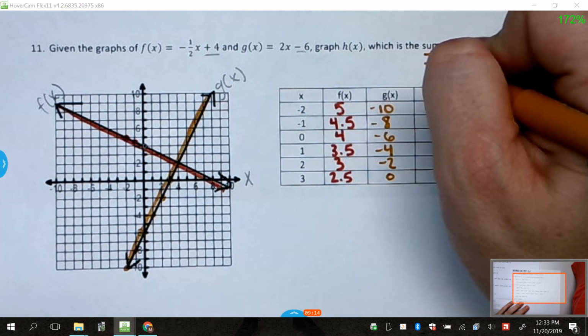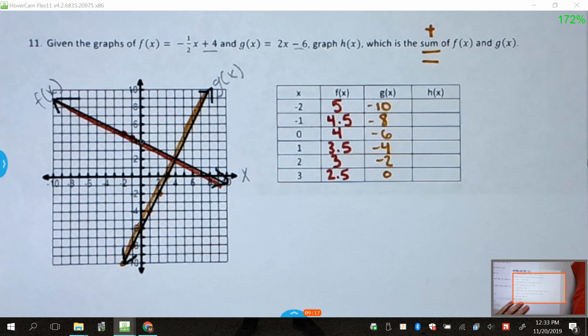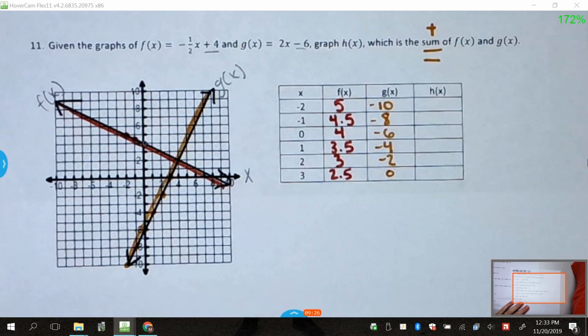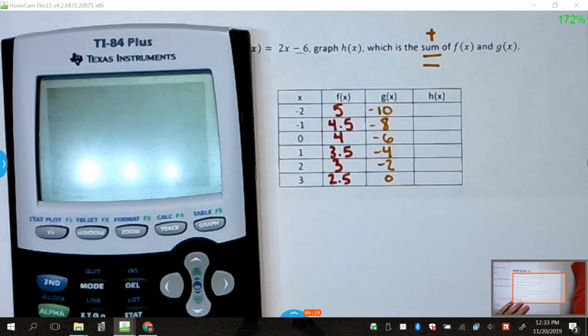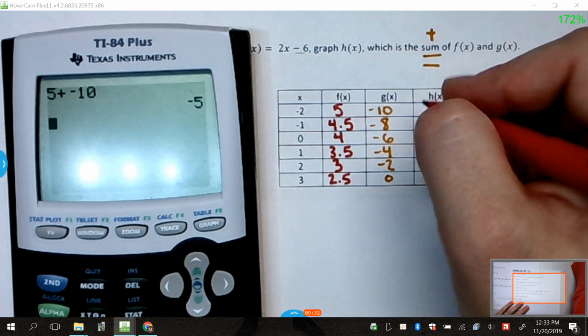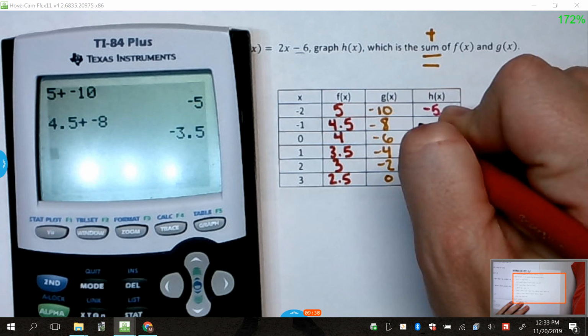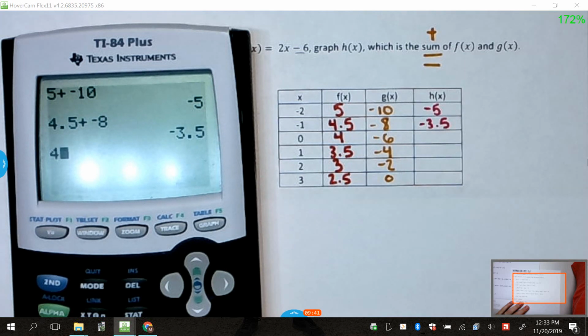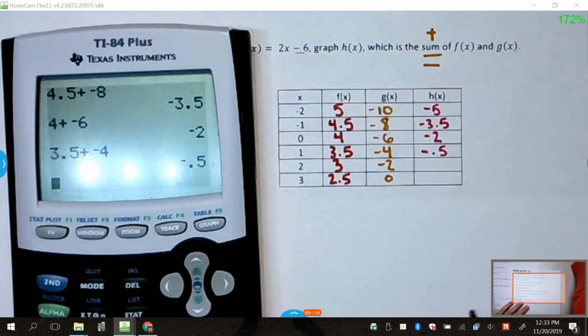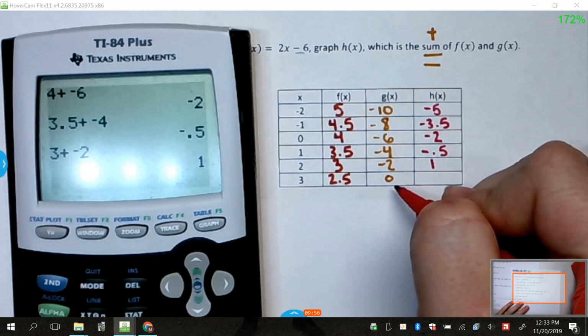I want you to realize this says sum, which means we're going to add. So you're going to come in here and add these. So 5 plus negative 10 is negative 5. 4.5 plus negative 8 is negative 3.5. 4 plus negative 6 is negative 2. 3.5 plus negative 4 is negative 0.5. 3 plus negative 2 is 1. And 2.5 plus 0 is just 2.5.